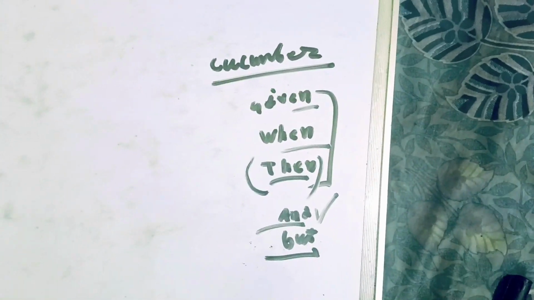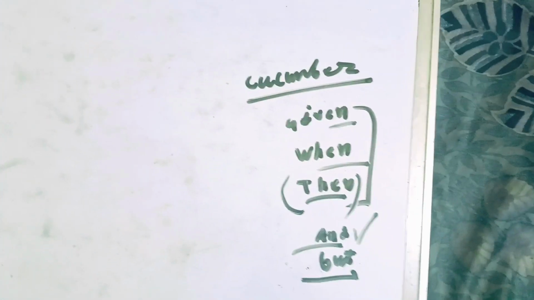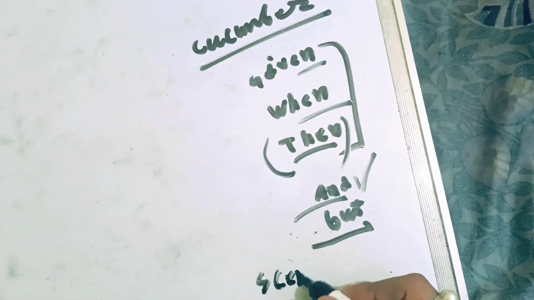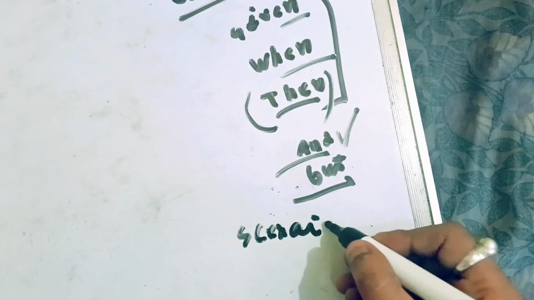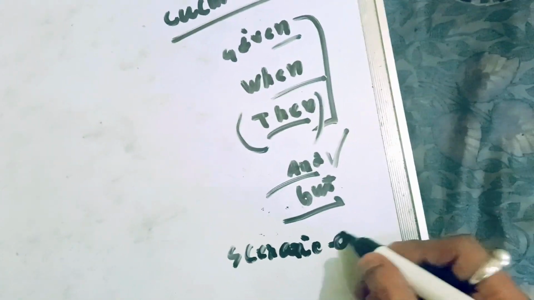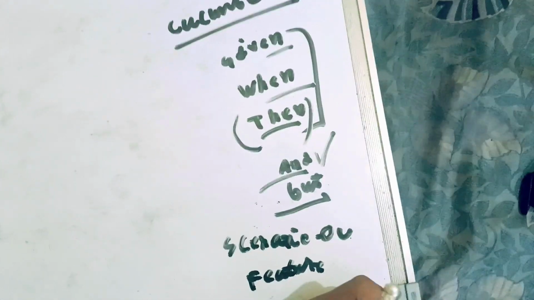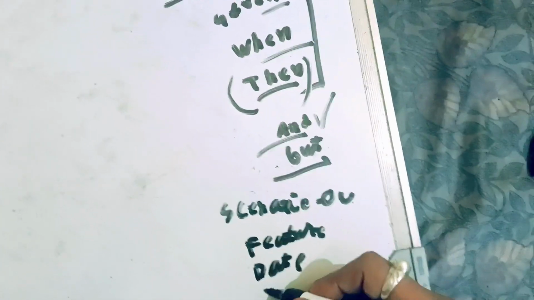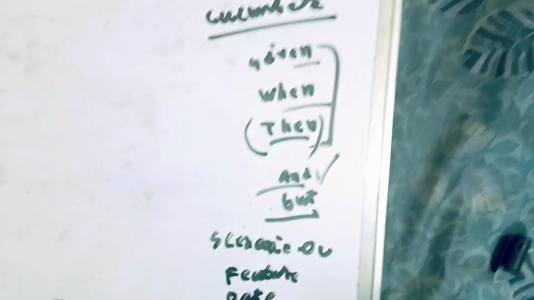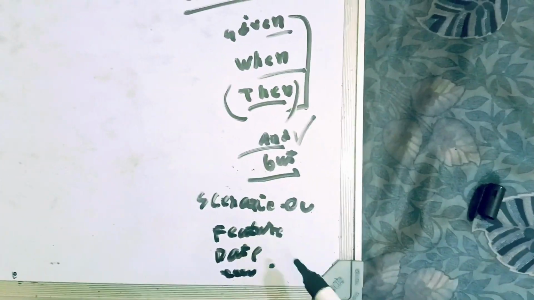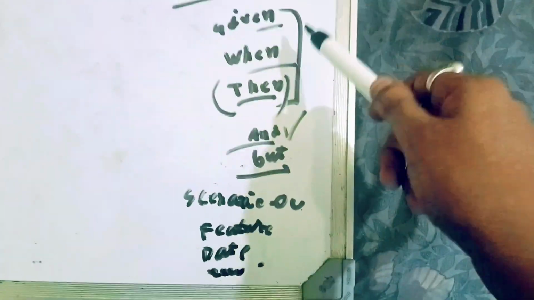We also have some extra syntaxes, like Scenario Outline, then Feature, then Data Table, and Example Table. These are all some extra syntax. You can see that syntax on the Cucumber official website.